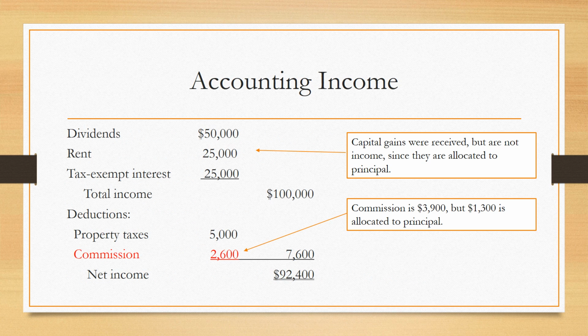Under the accounting rules, capital gains are excluded from income since they're allocated to principal, and only $2,600 of the commissions are reported since $1,300 goes to the principal, leaving a fiduciary accounting income of $92,400.